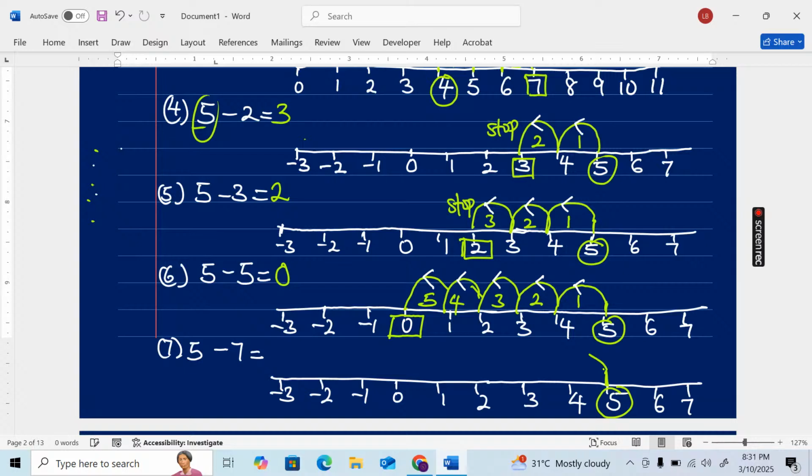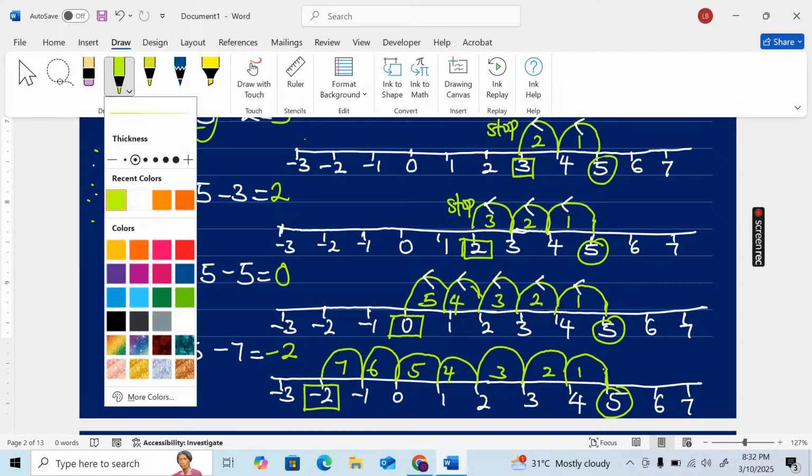So let's do it together. 1, 2, 3, 4, 5, 6, and 7. We stopped counting at -2, which means 5 minus 7 is equal to -2. 1, 2, 3, 4, 5, 6, 7, counted to the left because we subtracted.